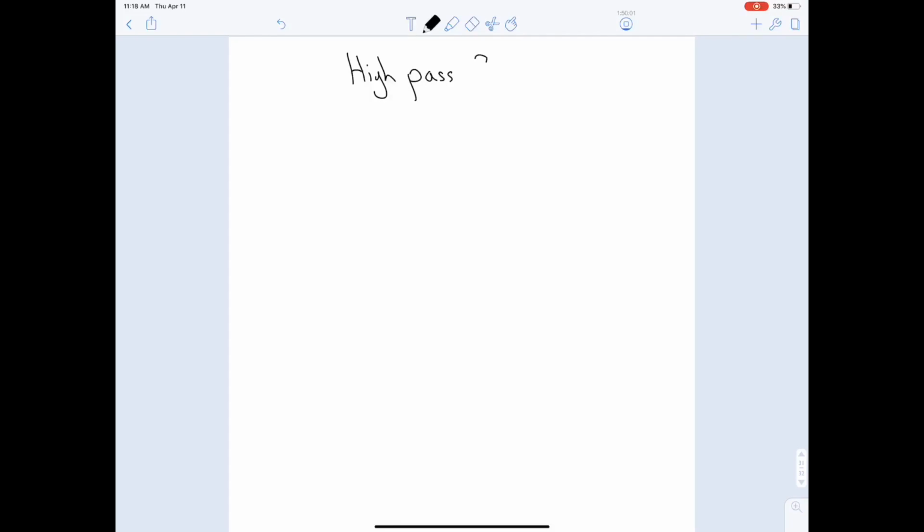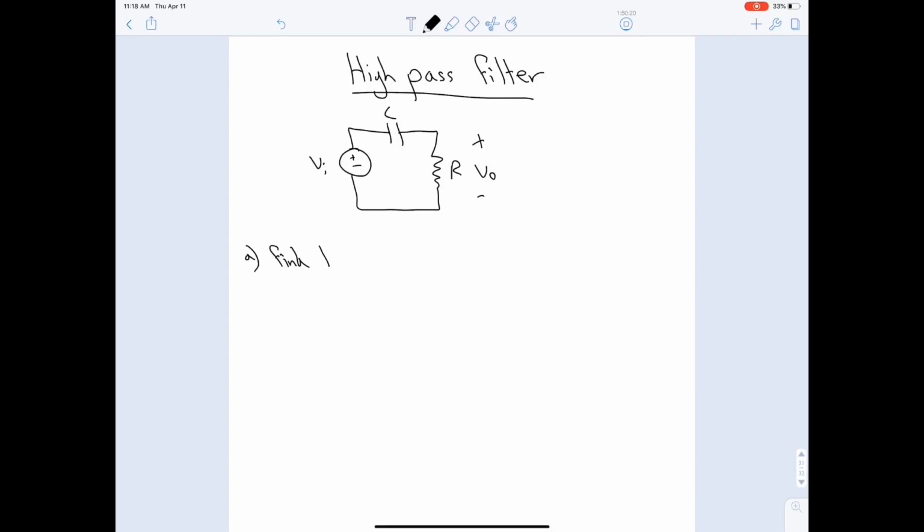High pass filter. Now we will repeat almost everything but on the high pass filter. Okay, let's see this circuit. Let's analyze it. Now we know that this is a high pass filter, but let's assume that we don't know and we need to prove it.